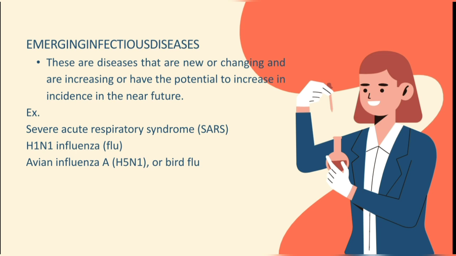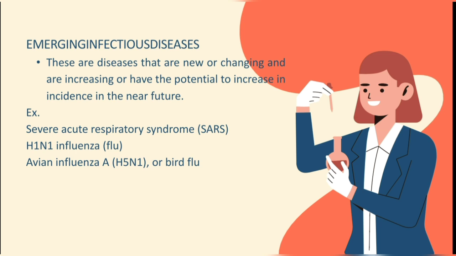And H1N1 was first detected in the United States in 2009. That same year, the World Health Organization or the WHO declared H1N1 flu to be a pandemic disease, a disease that affects large numbers of individuals in a short period of time and occurs worldwide, just like COVID-19. And lastly, we have avian influenza A or H5N1 or the bird flu.